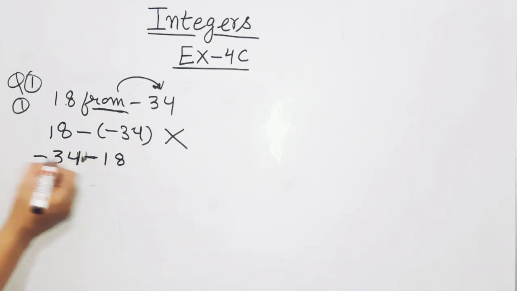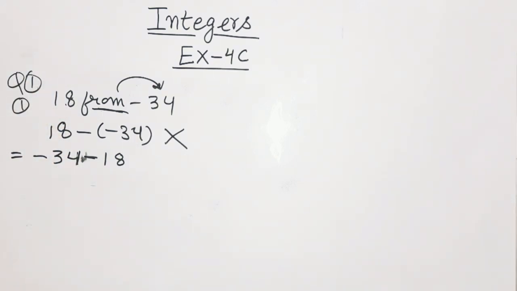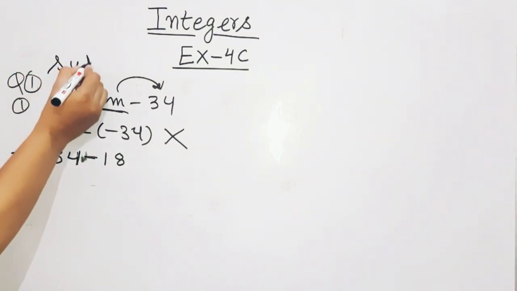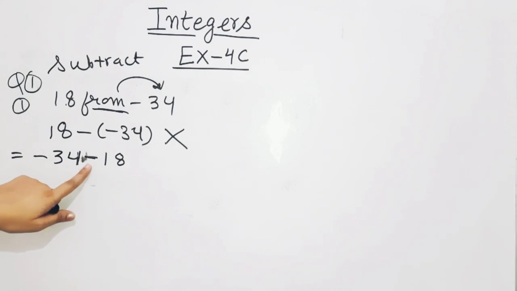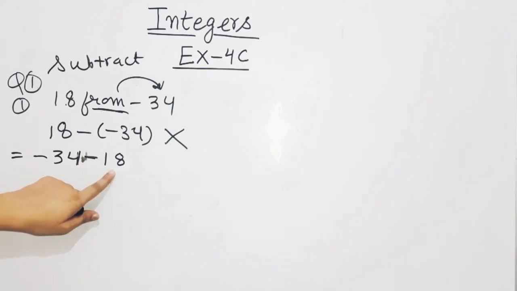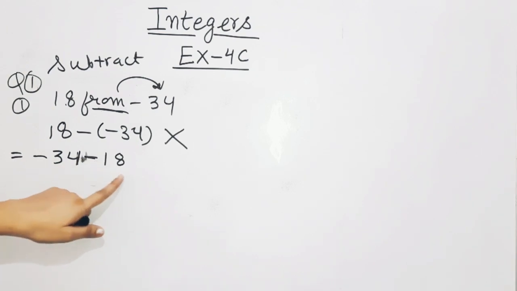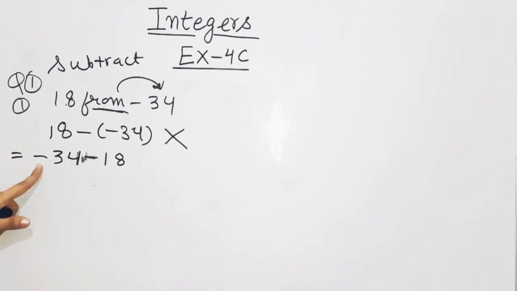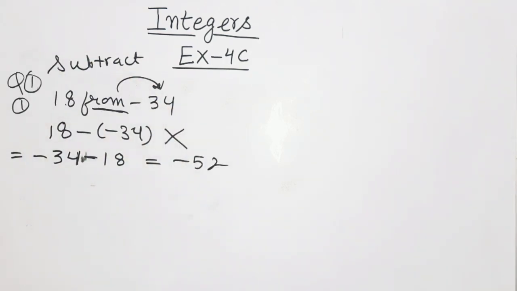Minus 34 minus 18. Since 18 was a positive integer and we are going to subtract, what was your question? Subtract. So I am subtracting it. Here yours was positive, that is why I am directly writing like that. Minus 34 minus 18. Now minus minus plus and the sign will be negative. So the answer will be minus 52.